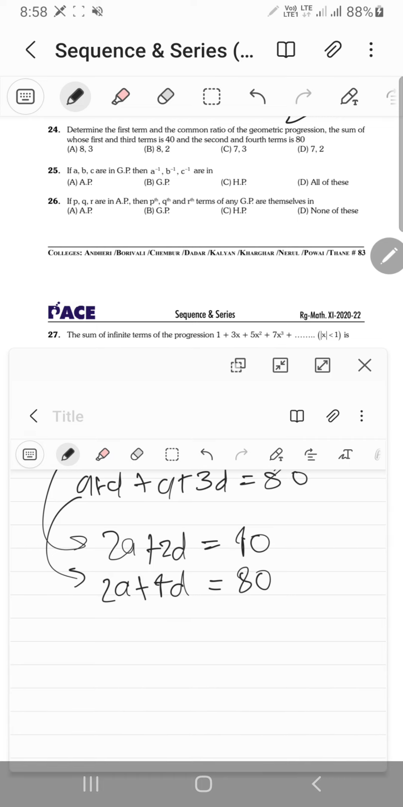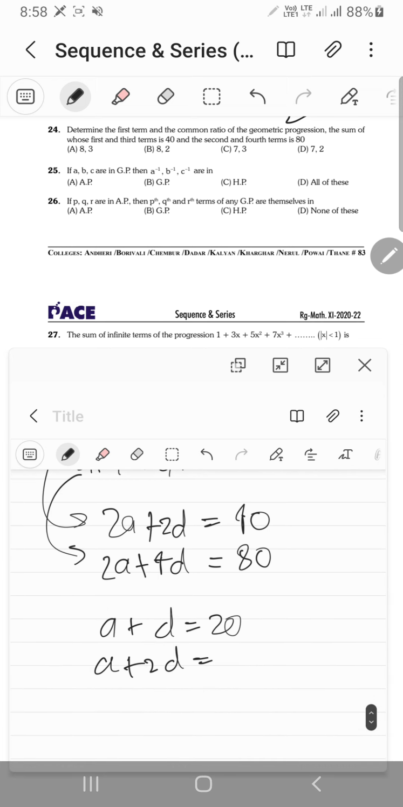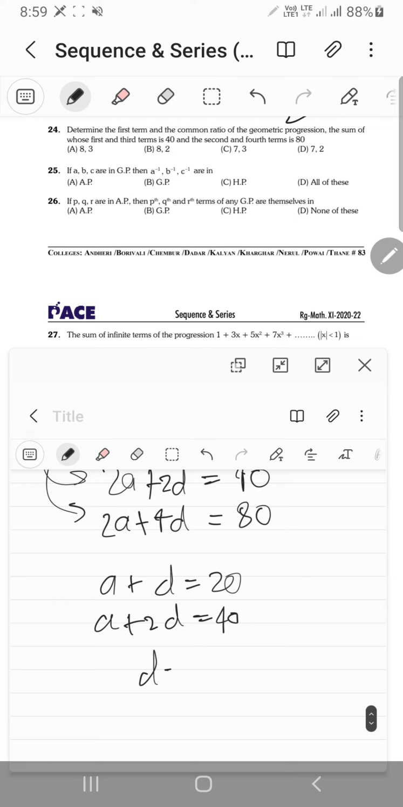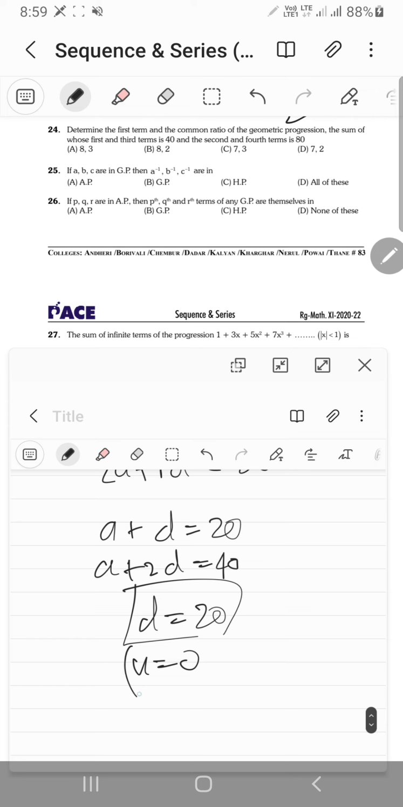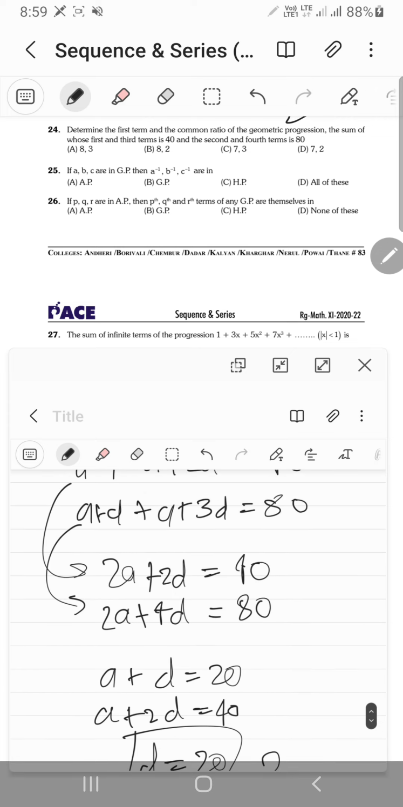So the difference is very easy. First of all, just reduce this thing. A plus d equal to 20 and a plus 2d equal to what am I doing? I did this correctly, right? I think so. A plus 2d is 40, and then taking the difference, d is just 20, and putting that into this, you just get a equal to 0. So it's 0 and 20. That doesn't make sense.